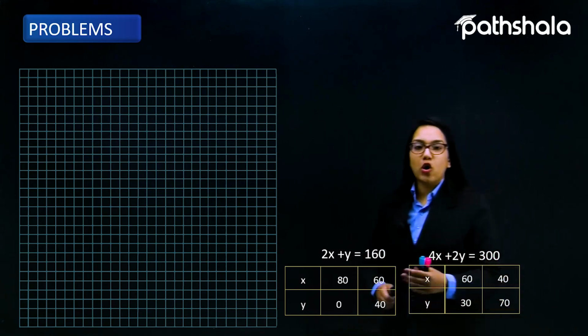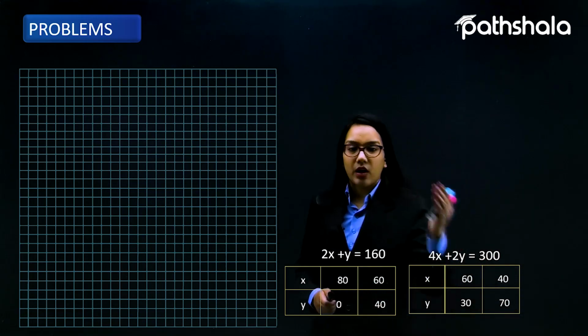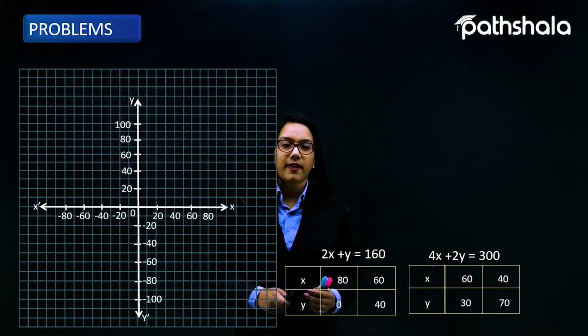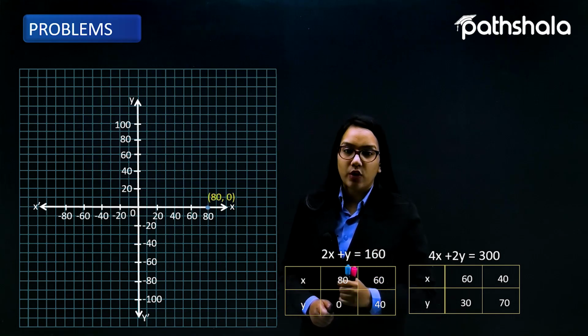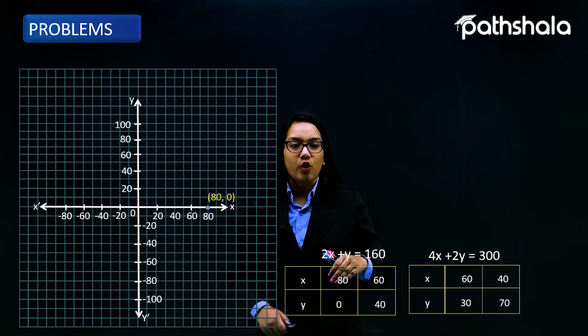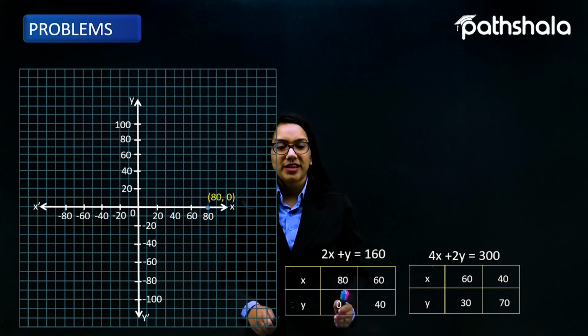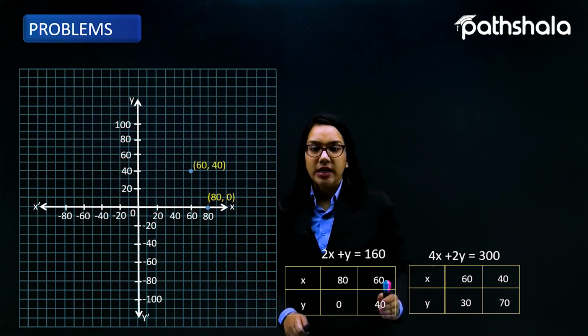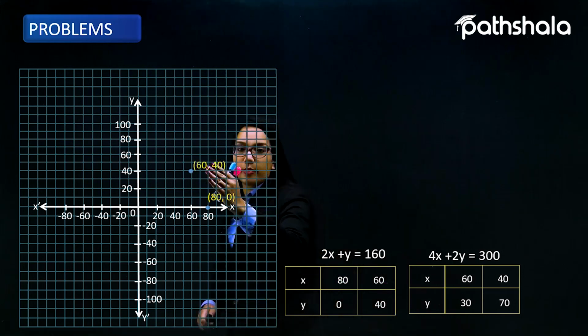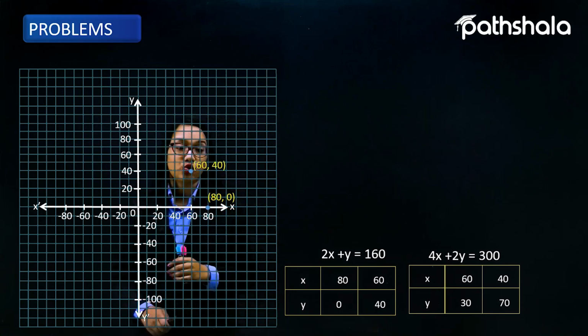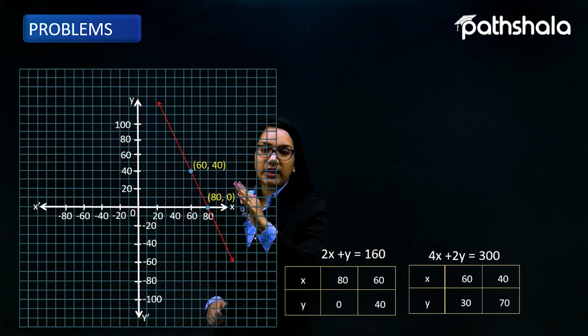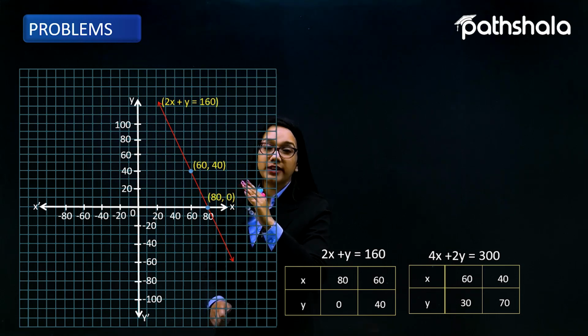So let's plot these points all together on this particular xy plane. Let us suppose we are talking about the very first coordinate, that is 80, 0. So this is 80, 0. Now further we have 60, 40. 60, 40 is this particular point in the first quadrant. Let's join all these points together and we are getting the straight line which is representing 2x plus y is equal to 160.